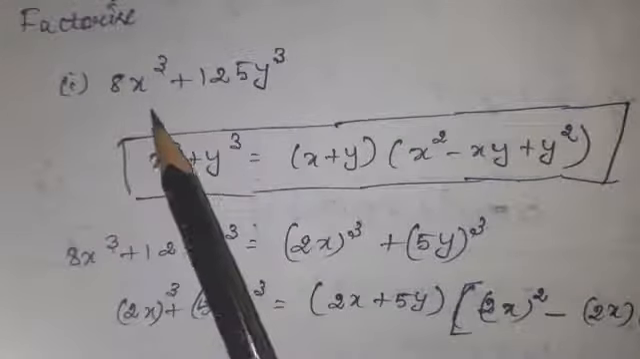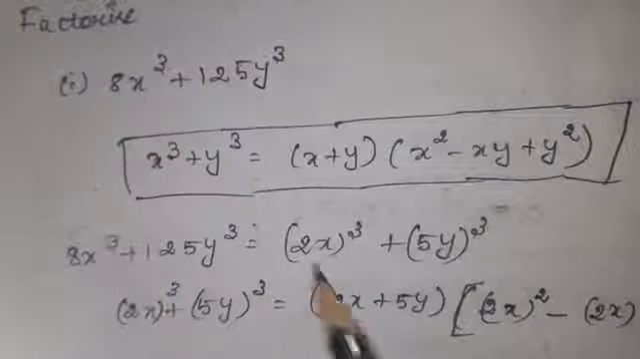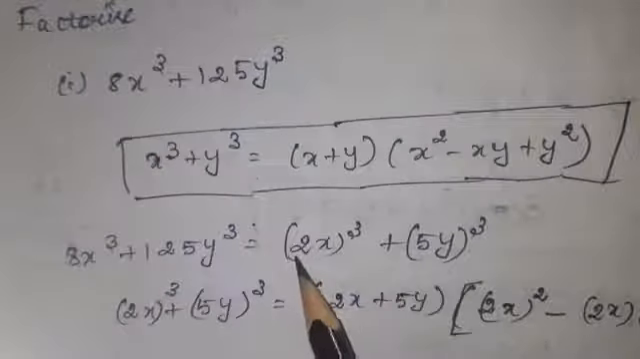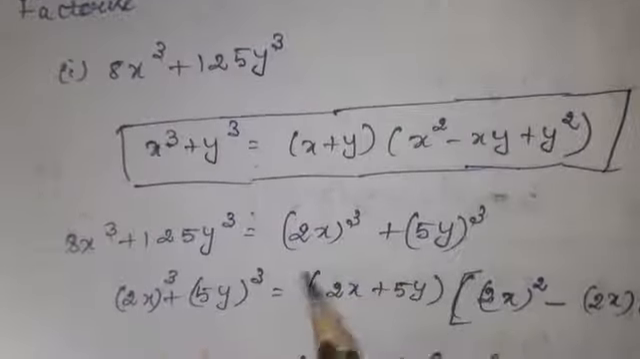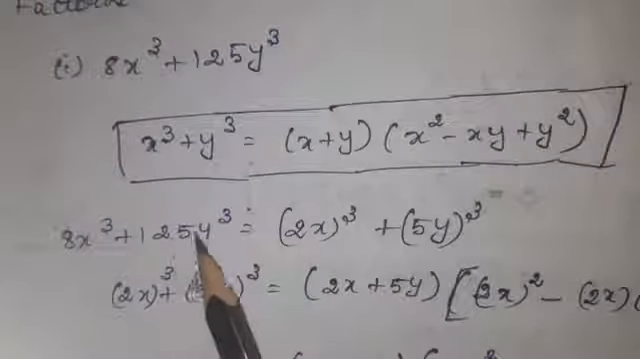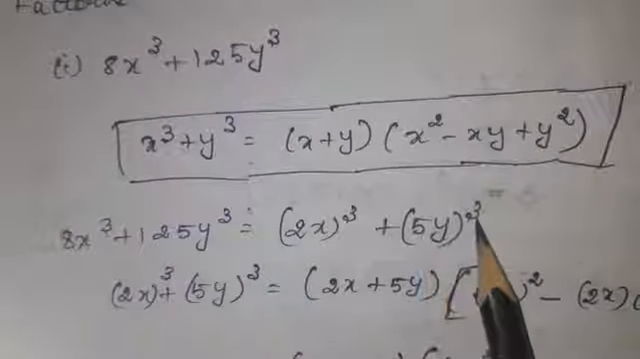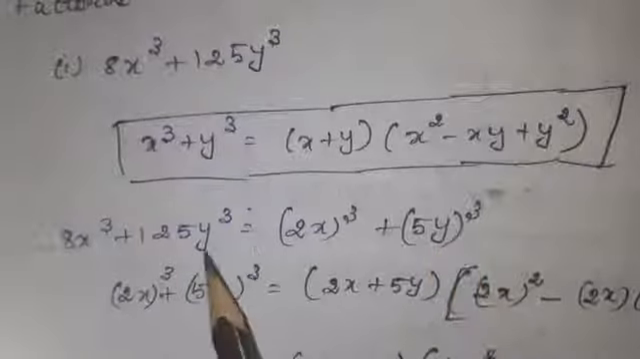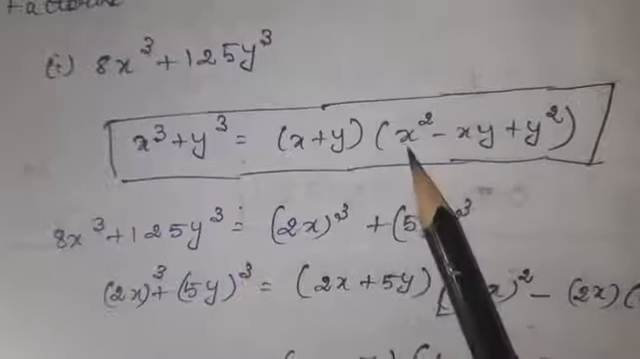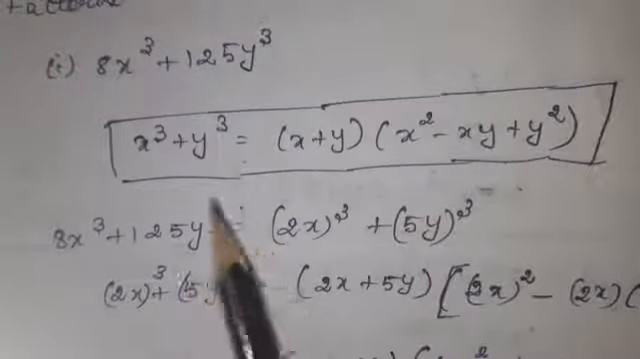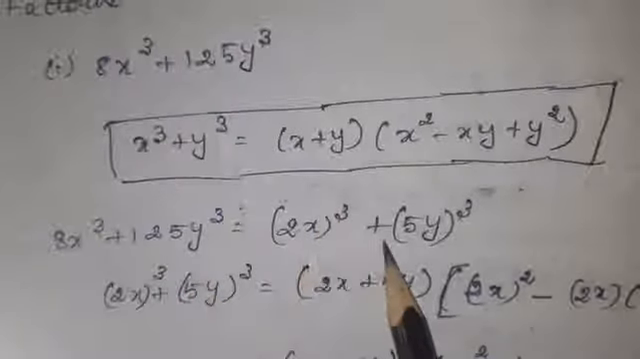So according to that, you change 8x cube as 2x the whole cube, because 2 into 2 into 2 is 8. Likewise, plus 125 can be written as 5y the whole cube, because 5 into 5 into 5 is 125. According to this formula, substitute here. The x value is 2x, the y value is 5y.